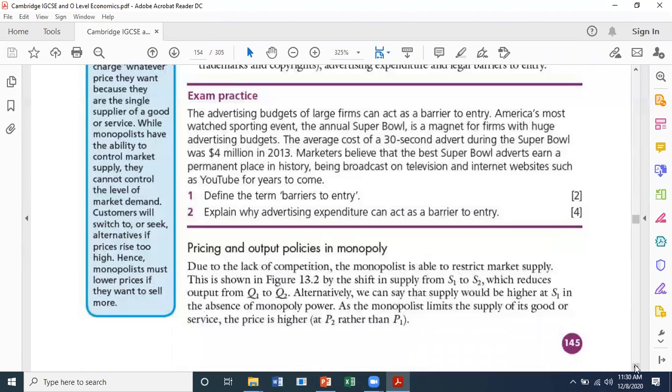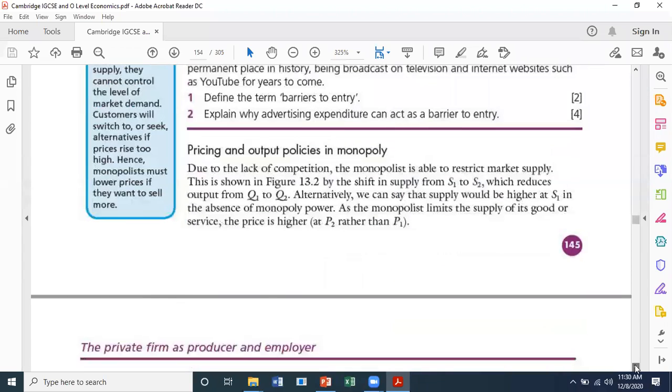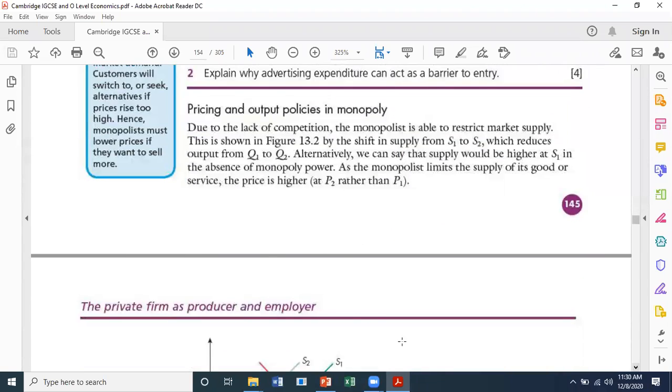Let's see pricing and output policies in monopoly, how the graph is going to be. Due to the lack of competition, the monopolist is able to restrict market supply. This is shown in figure 13.2 by the shift in supply from S1 to S2, which reduces output from Q1 to Q2. Alternatively, we can say that supply would be higher at S1 in the absence of monopoly power.